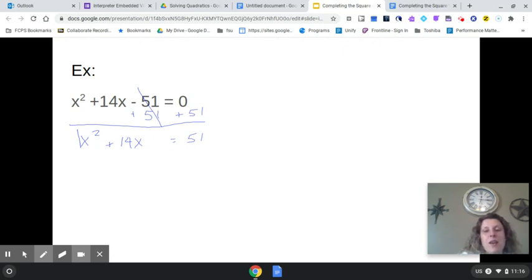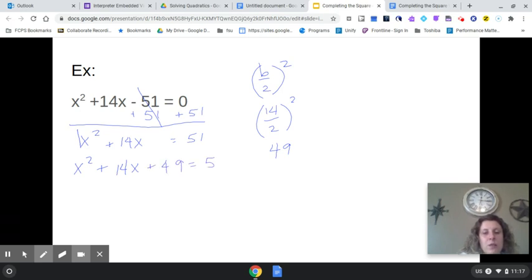However, the next step, b divided by 2, quantity squared. We're going to take 14 divided by 2, which is 7, and square it, we get 49. We're going to add 49 to both sides of the equation. So we get x squared plus 14x plus 49 is equal to 51 plus 49 to keep that equation balanced.